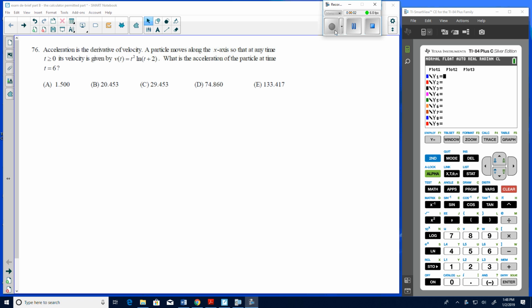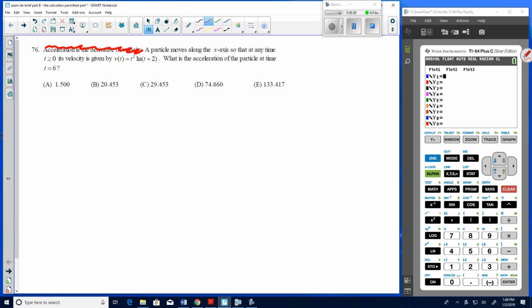Okay, here's the calculator portion of the exam. This first problem is obviously a calculator problem because we've got all these digital decimal type choices. We also have a function that's rather involved. We have a quadratic times a log function that says acceleration is the derivative of velocity. That would normally not be there. I just wrote that there to remind you how to do this.